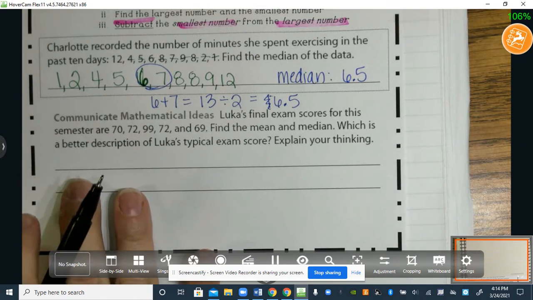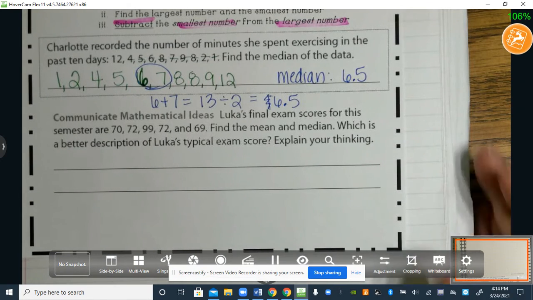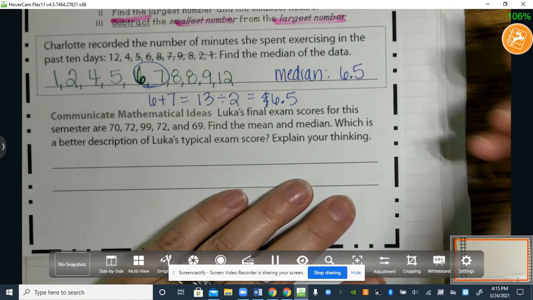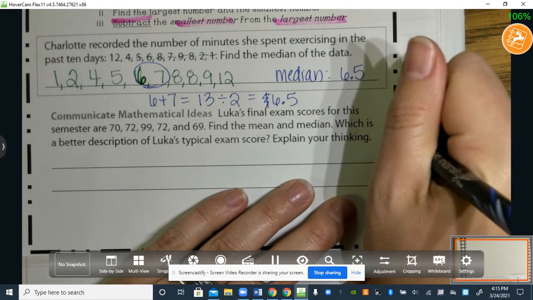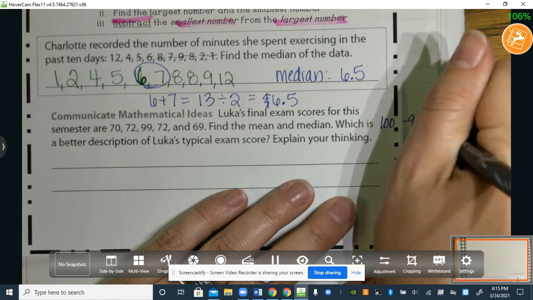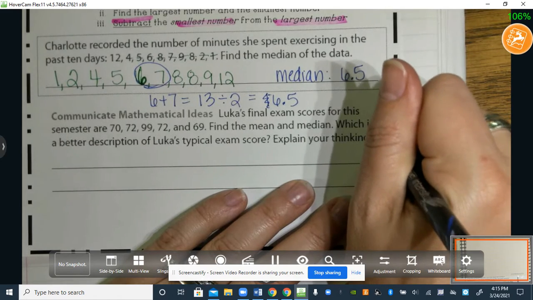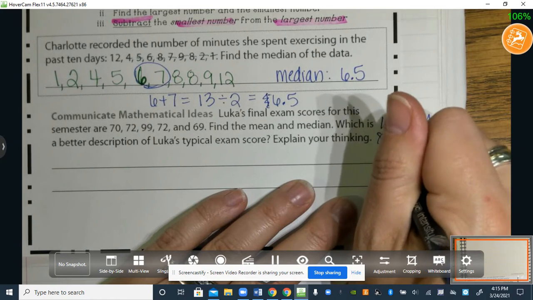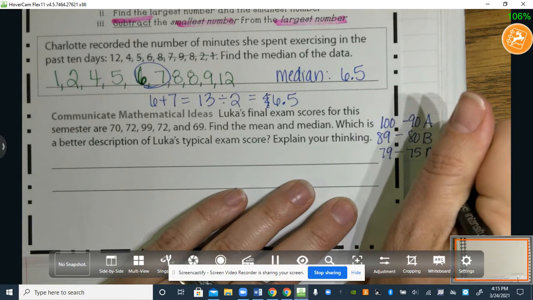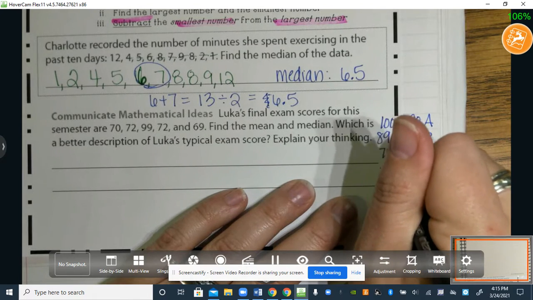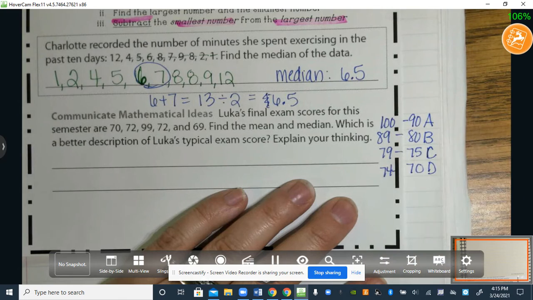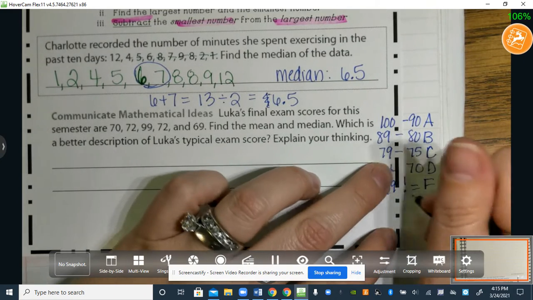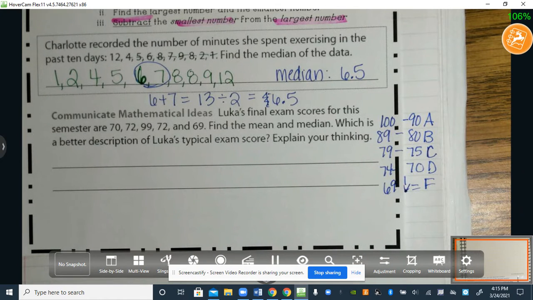So before we start answering this question, I'm going to take a minute and talk about grades, okay? And numeric grades with alpha grades, meaning what does a 70 represent letter-wise? So if I'm looking at this information, I know that a 100 to a 90 is a letter grade of an A. An 89 to an 80 is a letter grade of a B. A 79 to a 75 is a letter grade of a C. A 74 to a 70 is a letter grade of a D. And anything lower than 69, you have an F. Anything under a 69, that would be an F.